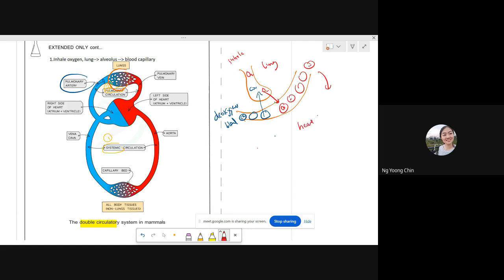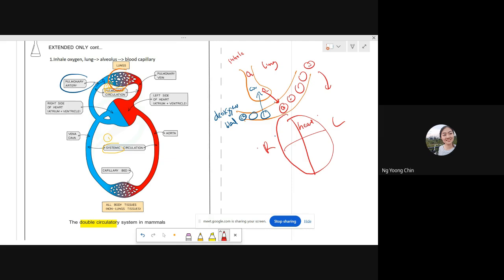They will get into the heart. So the heart contains four chambers, right? The left side and the right side. This is the right side, and this is the left side. We have the left atrium and the left ventricle.